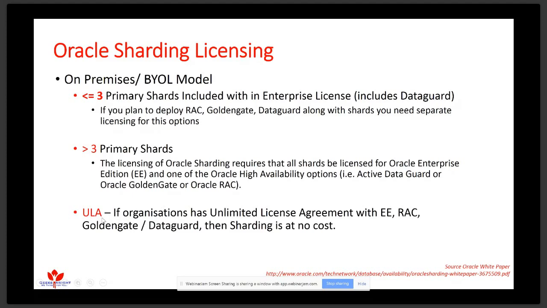ULA, unlimited license agreement. If your organizations have unlimited licenses, like banks and insurance companies, and those come with enterprise editions, RAC, and other options also, then sharding is at no cost. So you already have the source white paper. If you can, go and read that, it's there.